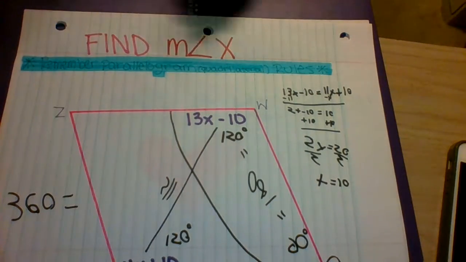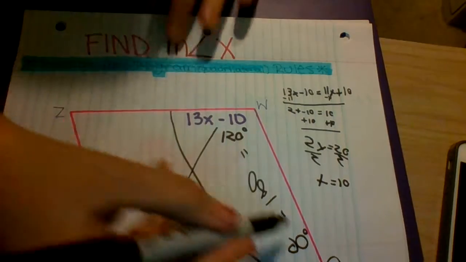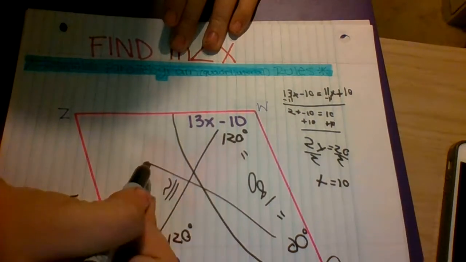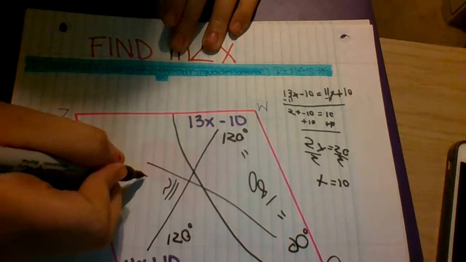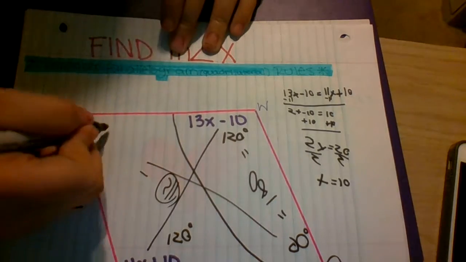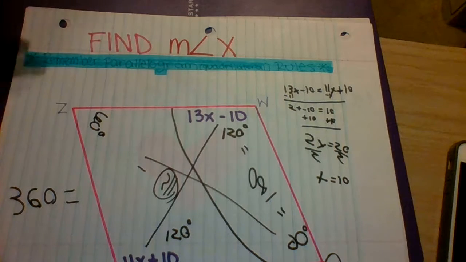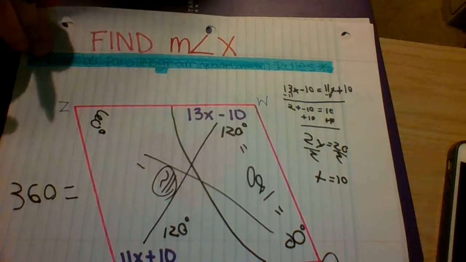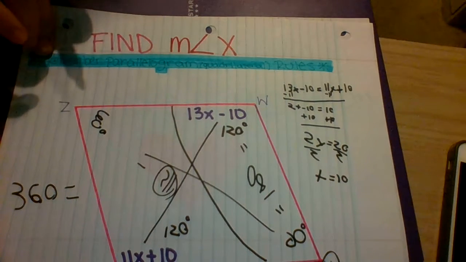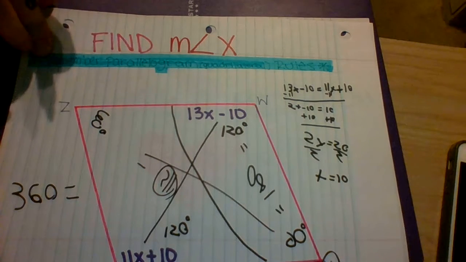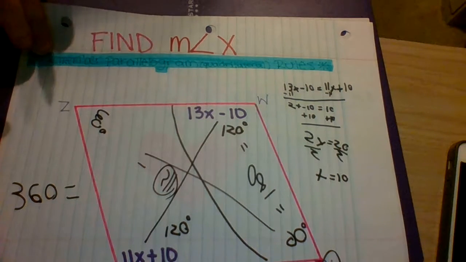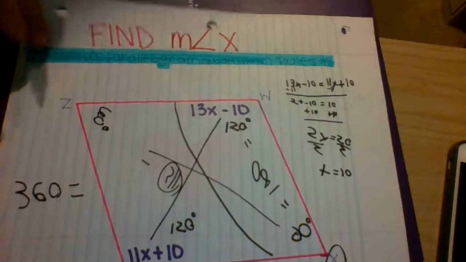But also, if you want to just figure out the whole thing, since these are opposite and these are opposite, these are congruent too, so z would equal 60 degrees too. And that's how you find the indicated measurement for the given part of the parallelogram.